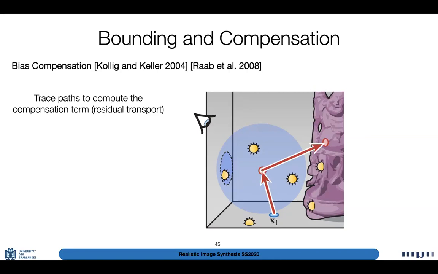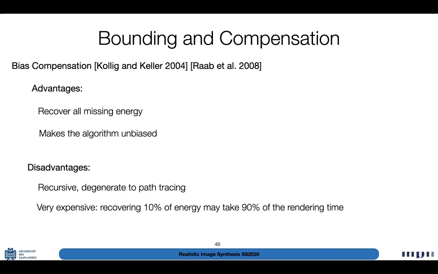And then you will take the contribution of this path and add it to the x1 vertex itself. This was a simple idea, and it was working. It helped recover all the energy that was missing due to the bounding. The algorithm is unbiased, which is good.